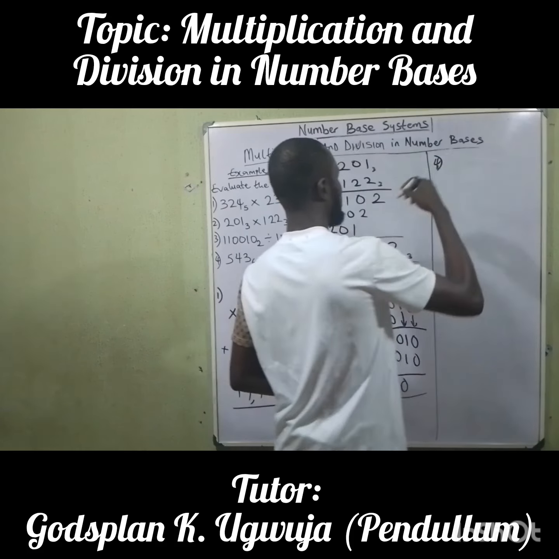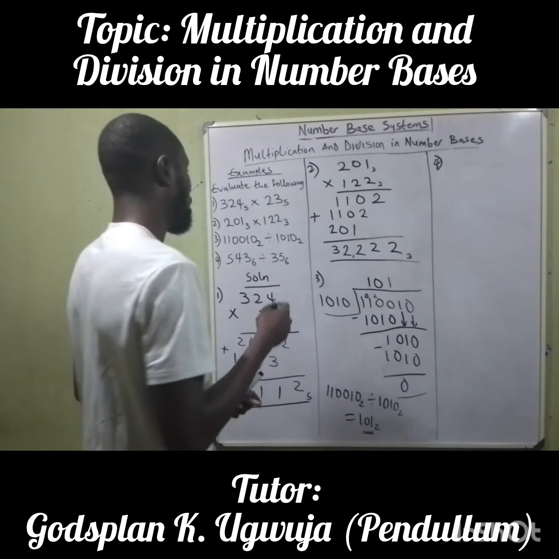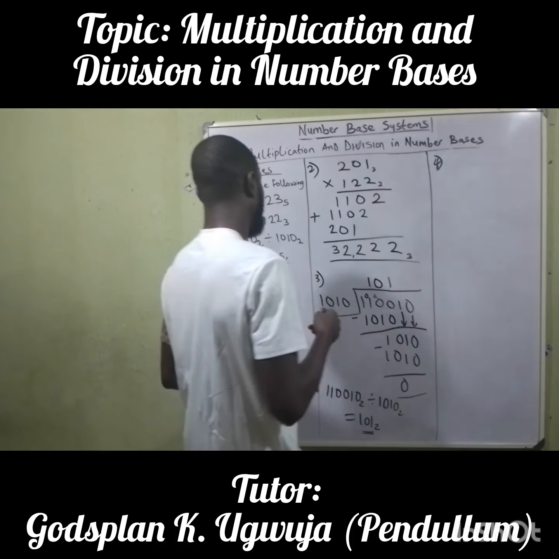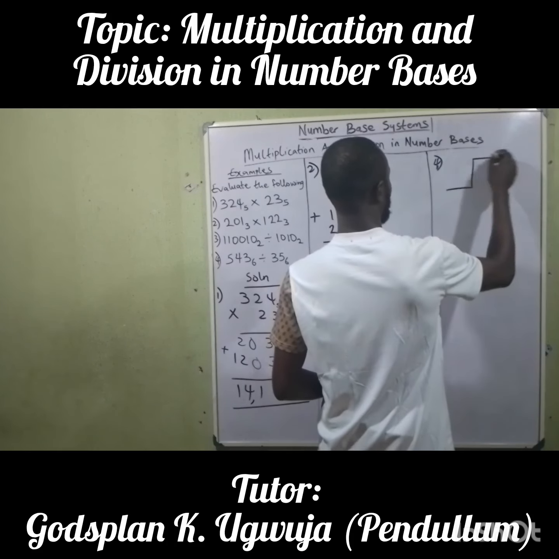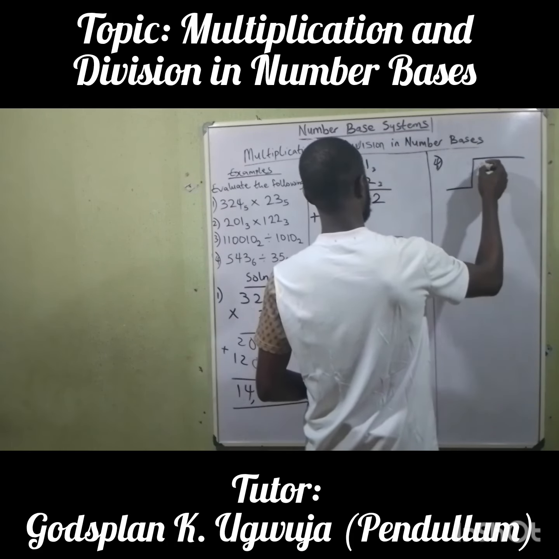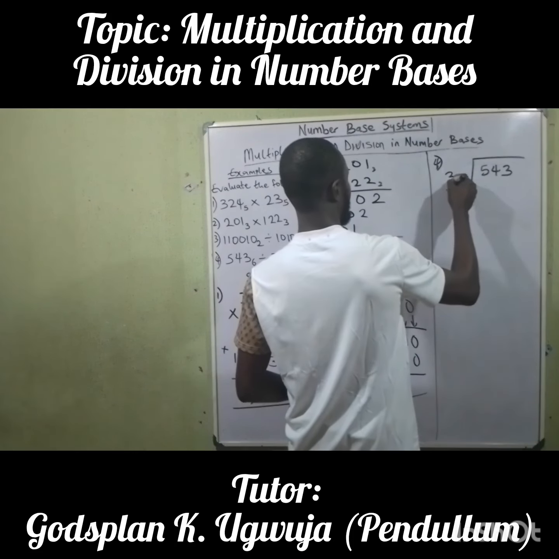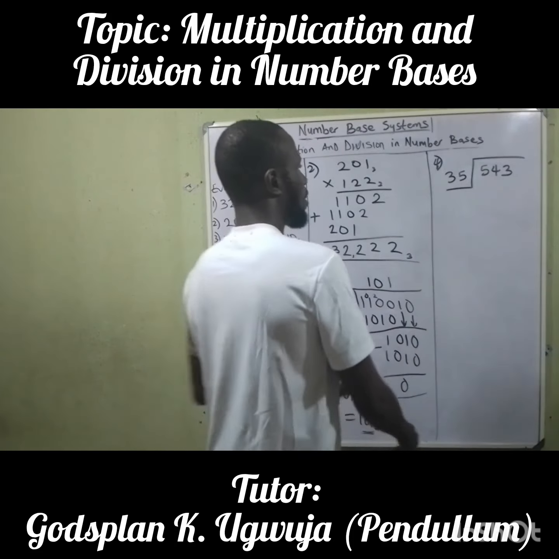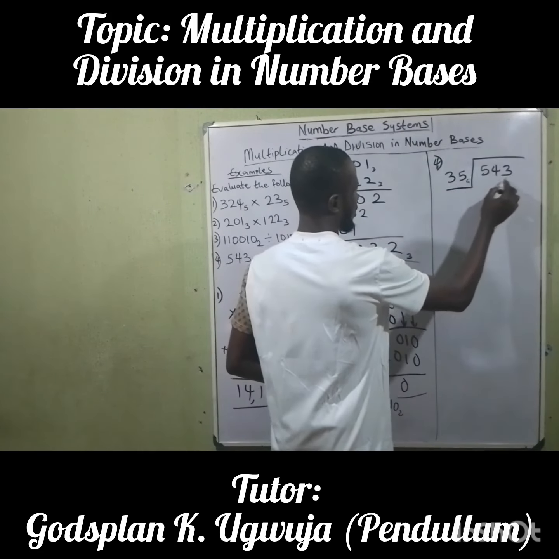Now let's look at the last one. Hopefully this video will not be so long. So we have 543 divided by 35. We are working in base 6. I can indicate it here.